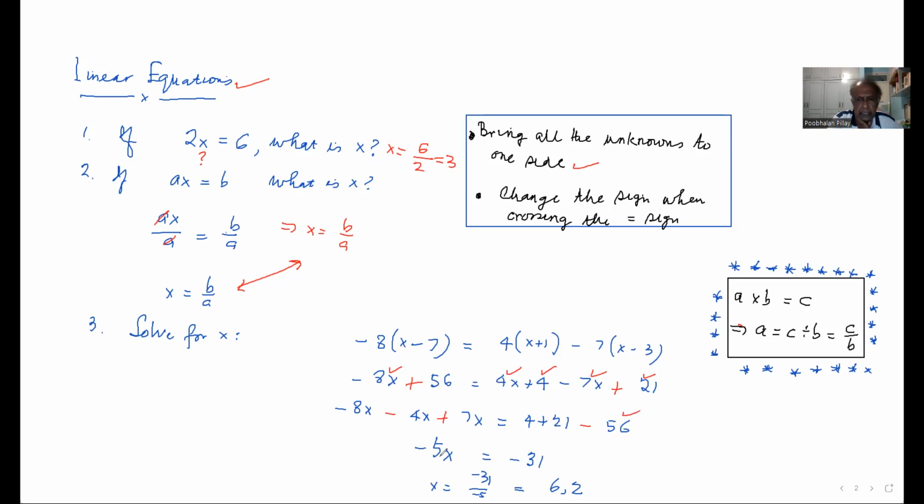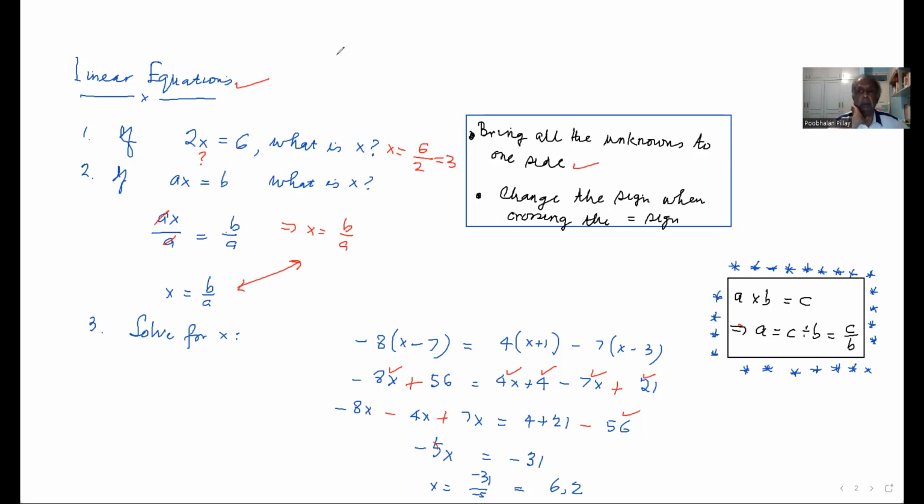And then you simplify this, you get negative 5x. Simplify this, you get negative 31. And here you have negative 5 multiplied by x gives you negative 31. Therefore, x is equal to negative 31 divided by negative 5. And that's how we write this thing down. This is your c over b thing. And when you simplify this, you get 6.2.